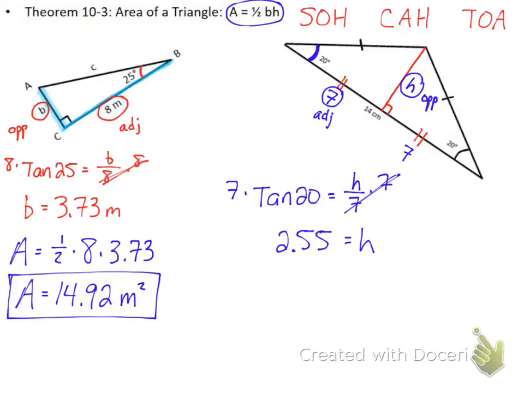Once I know that that's my height, then again I can find the area by doing 1/2 times the base. Remember, when I'm finding the area of the entire thing, this entire thing is my base, so it is going to be 14, and then my height will be this 2.55. Sorry, ran out of room. 0.5 times 14 times 2.55 gives me 17.85. These are square centimeters.